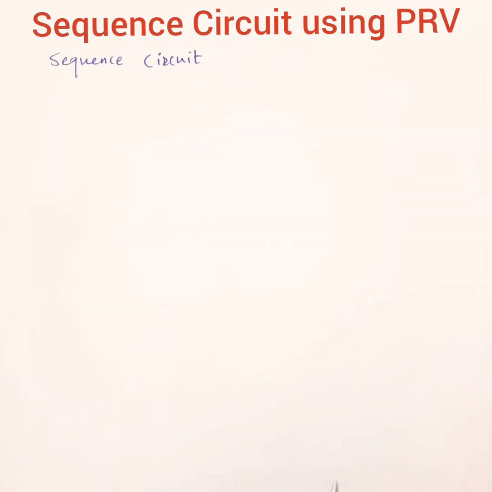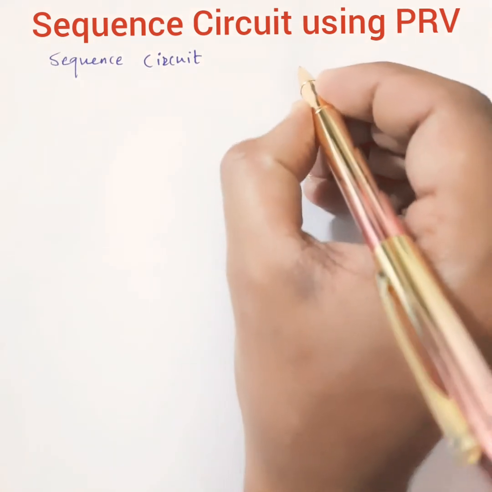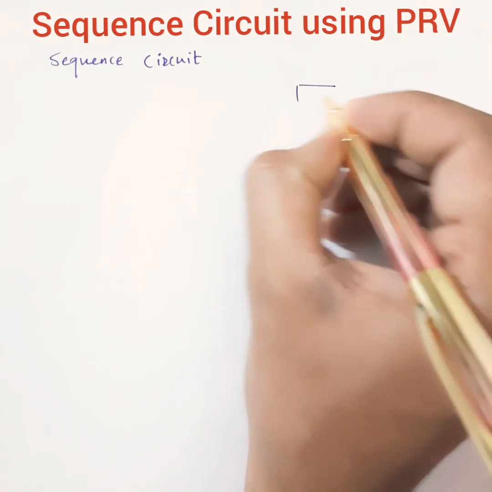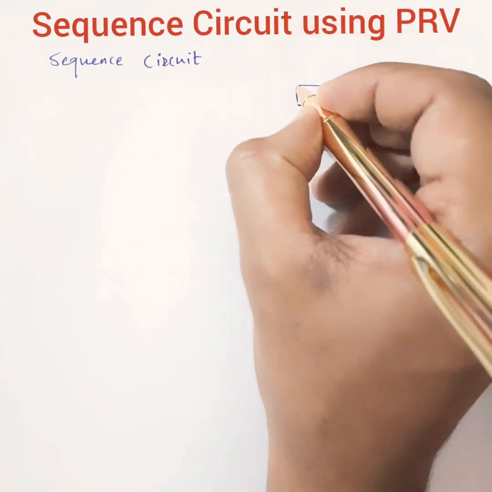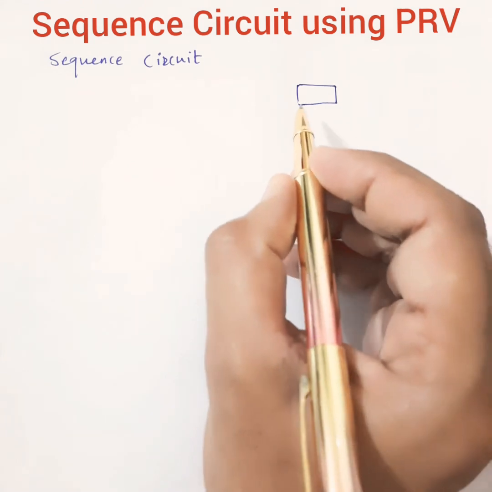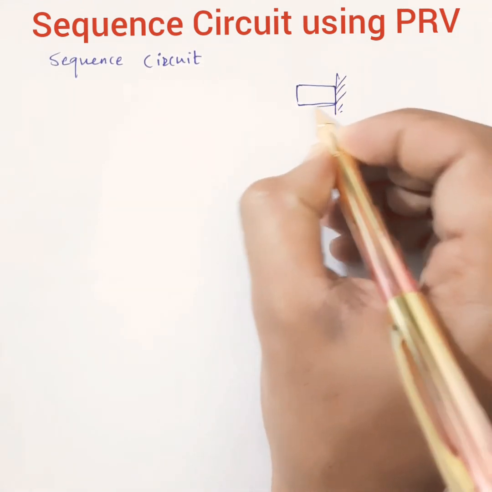Now in this video we'll see the sequencing circuit. Whenever a number of cylinders are there and you want a particular sequence, you have to go for the sequencing circuit. For example, suppose you have a workpiece here and you want to drill a hole in this workpiece. The first thing you need to do is clamp this workpiece.